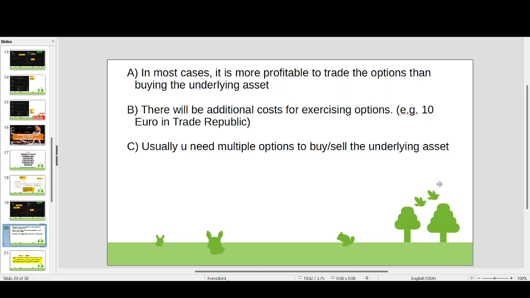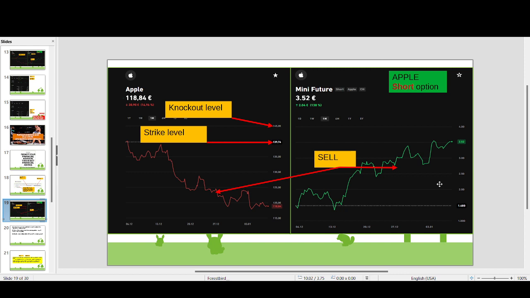Another thing is you need multiple of these options to buy the underlying asset. What does it mean? Here we have one option. Currently the price of one option is 3 euro 52.